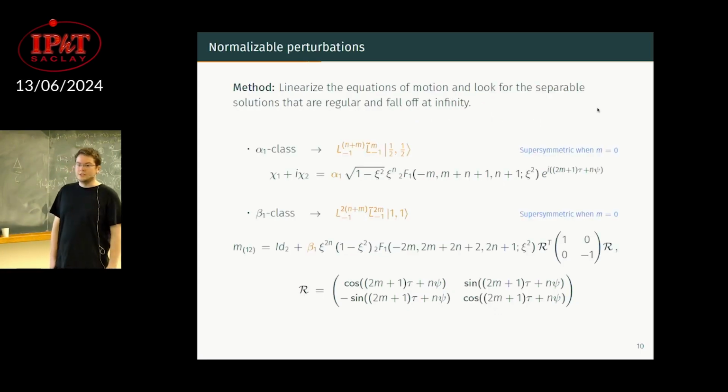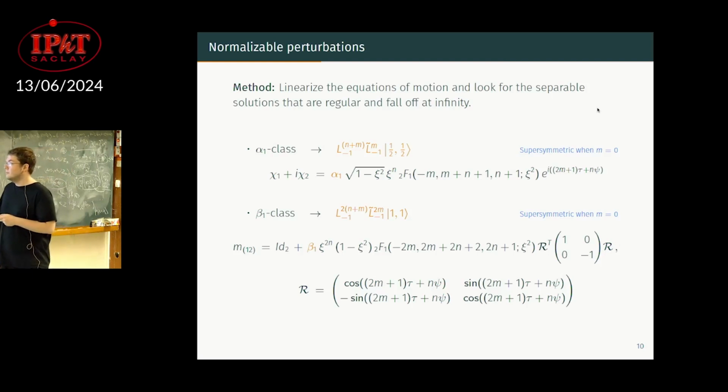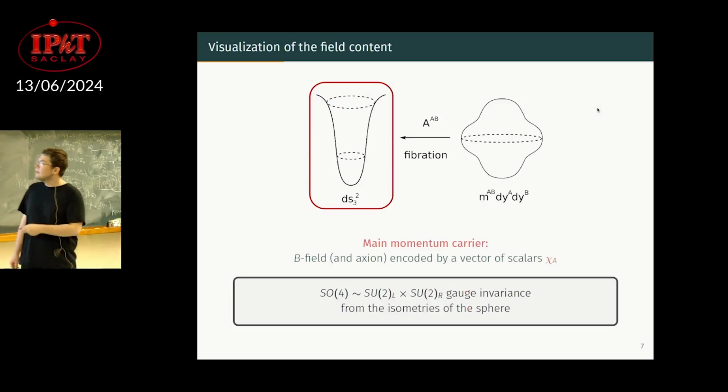Now we want to understand the excitations in this theory. And we're going to look at the normalizable perturbations. To find them, we linearize the equations of motion. And we look for the separable solutions that are regular and that have the correct falloff at infinity. And we can find several classes of such perturbations. I'm going to focus on 2 of them, the ones we've called the alpha-1 and beta-1 class. And as you can see, in the CFT, they correspond to the states that I was talking about before, those states here. And so they look like this.